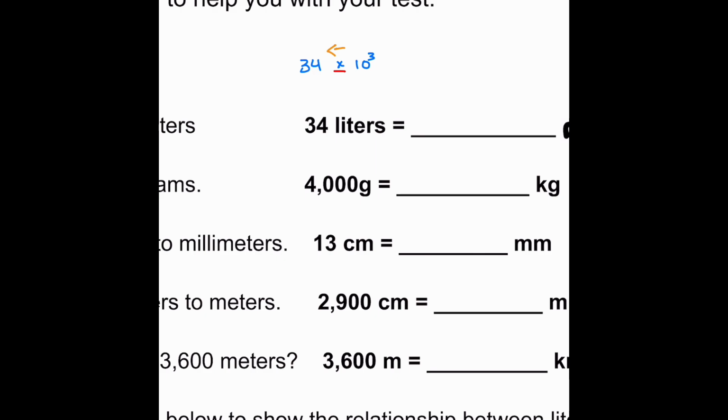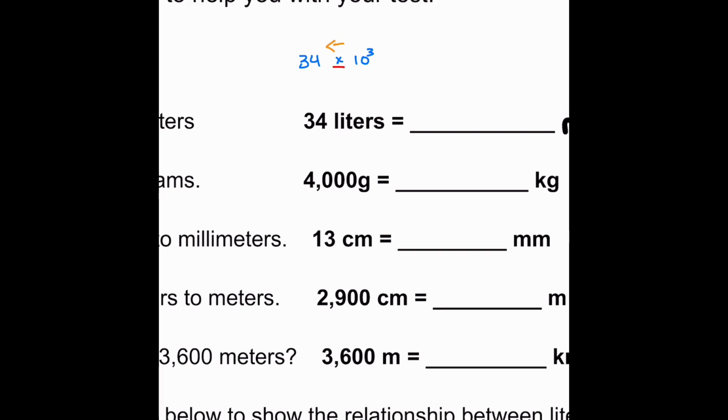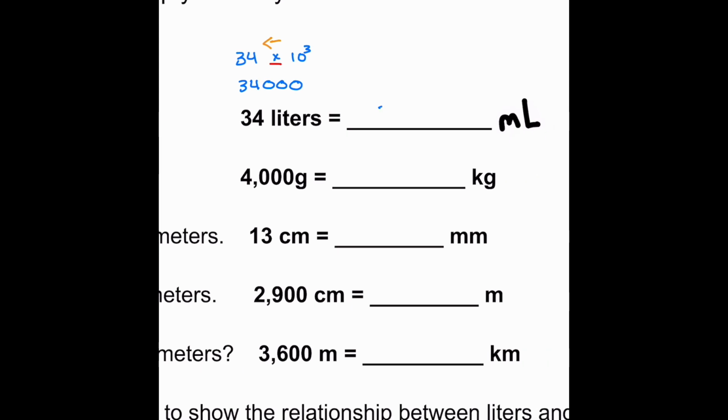Okay. And so if we are shifting to the left, we're shifting 3 spaces. And so that means our ones place would now be shifting 3 places to the left. So that would put it in the thousandth place. Yes. So we would have 3, 4. So the answer would be 34,000 milliliters.